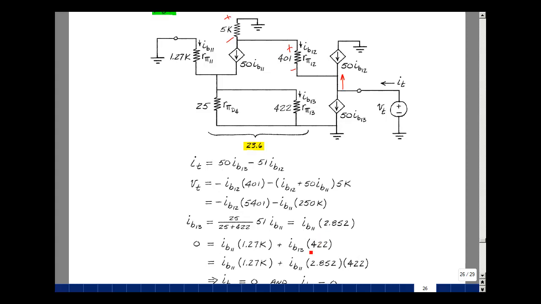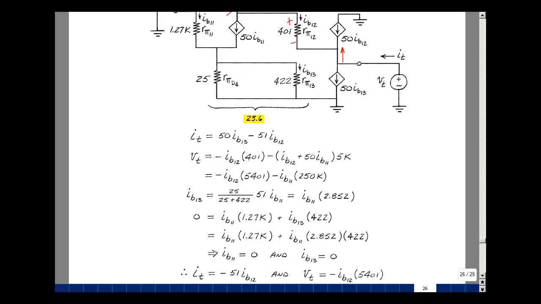How are IB11 and IB13 related? Well, let's go around the loop here. The rise in voltage is 0. The drop is going to be IB11 times 1.27K plus the drop across here, which is equal to IB13 times RPi13, or 422. I know that IB13 is 2.852 times IB11, so I'm going to substitute that in here.